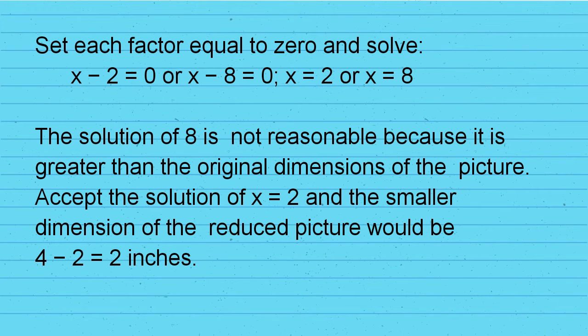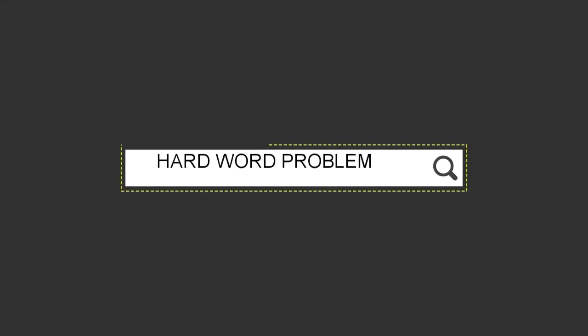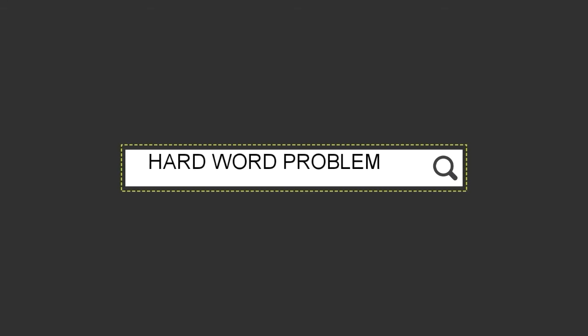The solution of 8 is not reasonable because it is greater than the original dimensions of the picture. Accept the solution of x equal to 2 and the smaller dimension of the reduced picture would be 4 minus 2 equal to 2 inches. Let us move on to the last hard word problem.